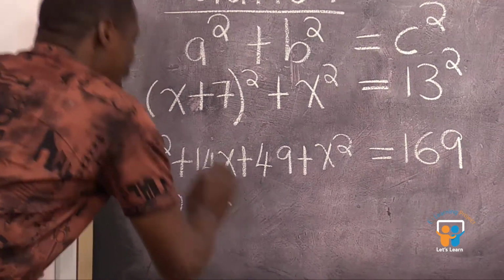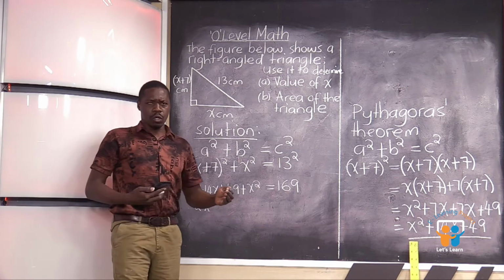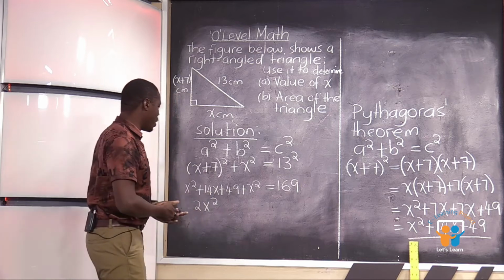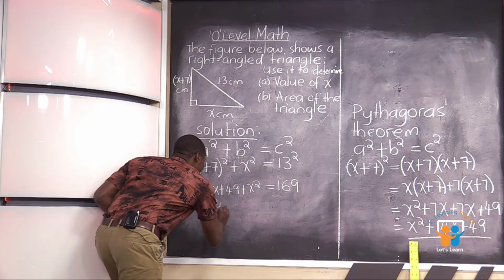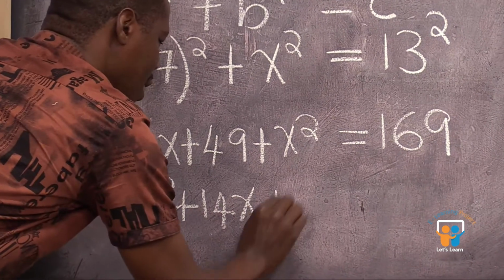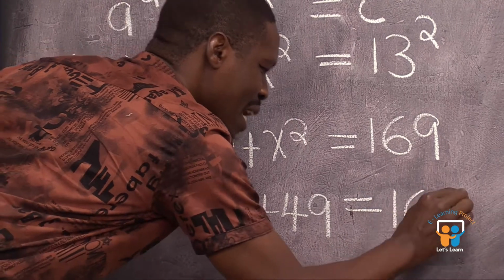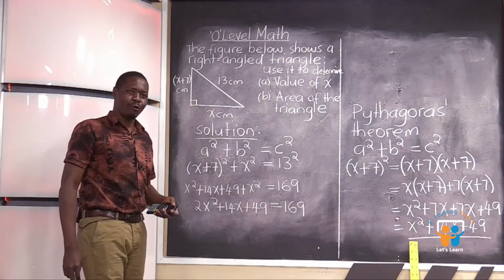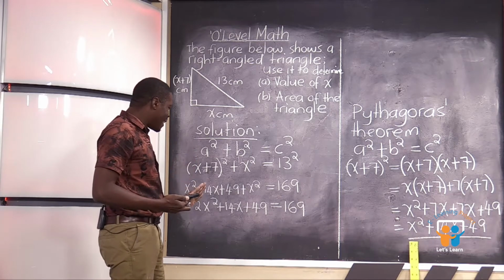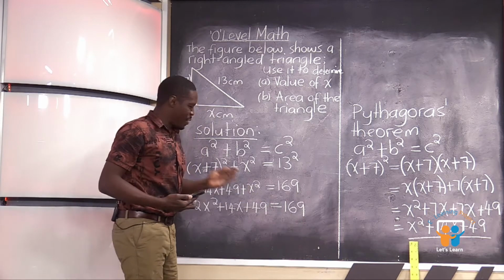So we are having a 2x squared. Can you add a 14x to a 49? Of course not. They don't come from the same family. They are not like terms. So we shall remain with our plus a 14x, and then plus a 49, which would equal to 169.